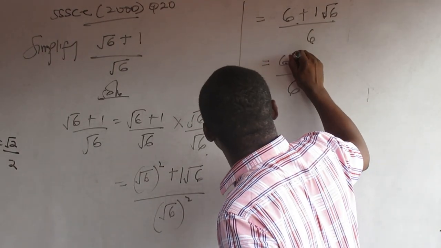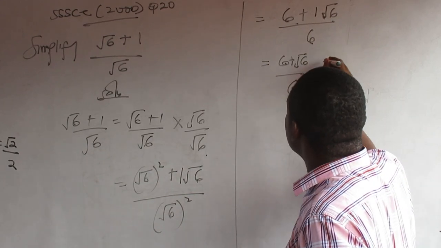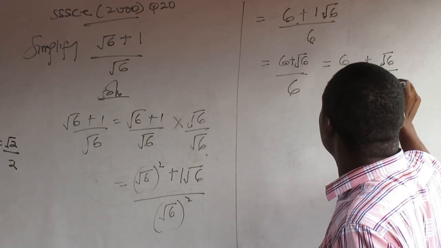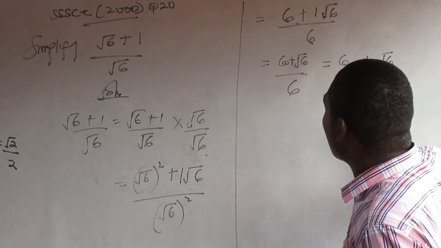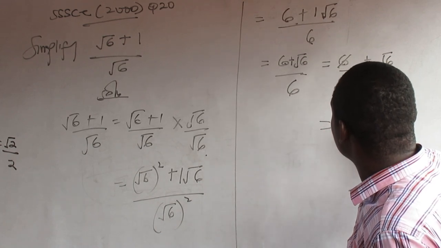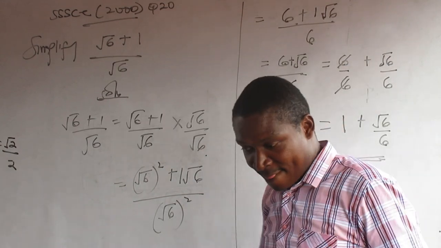6 plus, oh, okay, there's a plus here, good. So 6 plus root 6 over what? 6. Now, this is the same as you writing this. Check whether you agree. You agree? But they all stand on one denominator. So this and this will give me what? 1 plus root 6 over what? 6. So this is the answer.